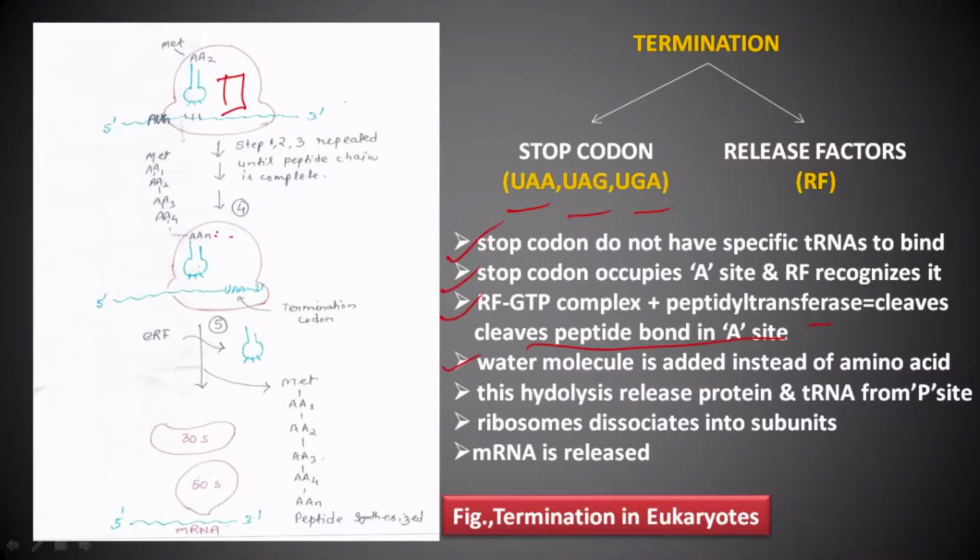So a water molecule is added instead of an amino acid, because now no polypeptide chain has to be made further. And this hydrolysis releases the protein and tRNA from the P site, and the ribosome dissociates into 2 subunits, and the mRNA is also released. The polypeptide chain is also released, and thereby termination takes place.